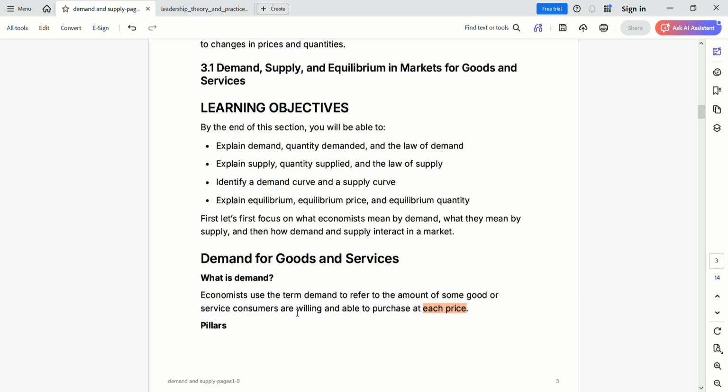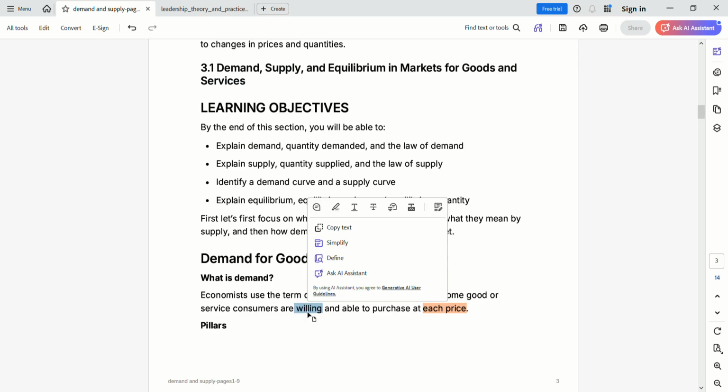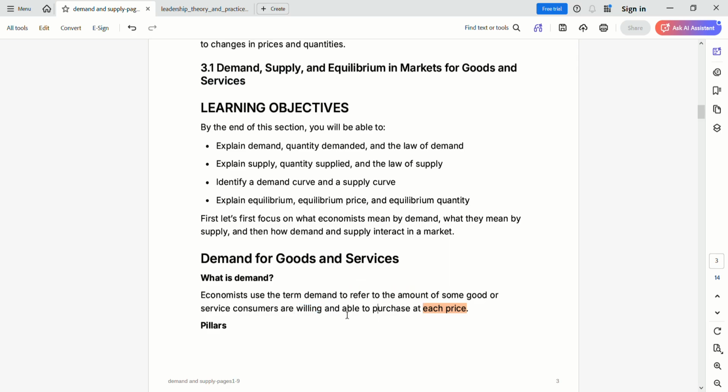In the coming section, we will discuss the two main pillars from this definition. Number one is willing. The willing is based on the needs and wants, and number two is able to purchase. We can say that it is a purchasing power of a consumer at each price. Each price means the prevailing price of the specific goods and services in the market. We will discuss in the following section what willing means, what able to purchase means, and third, what the price definition is in economics.